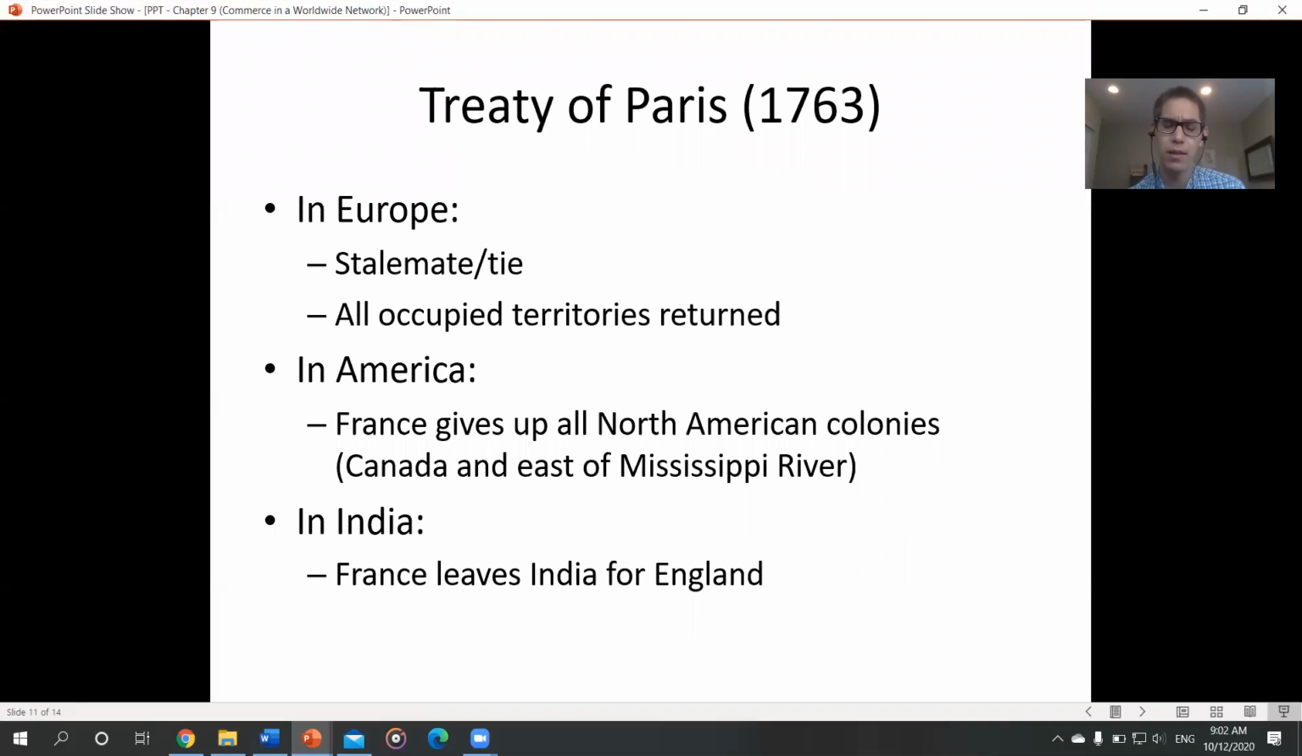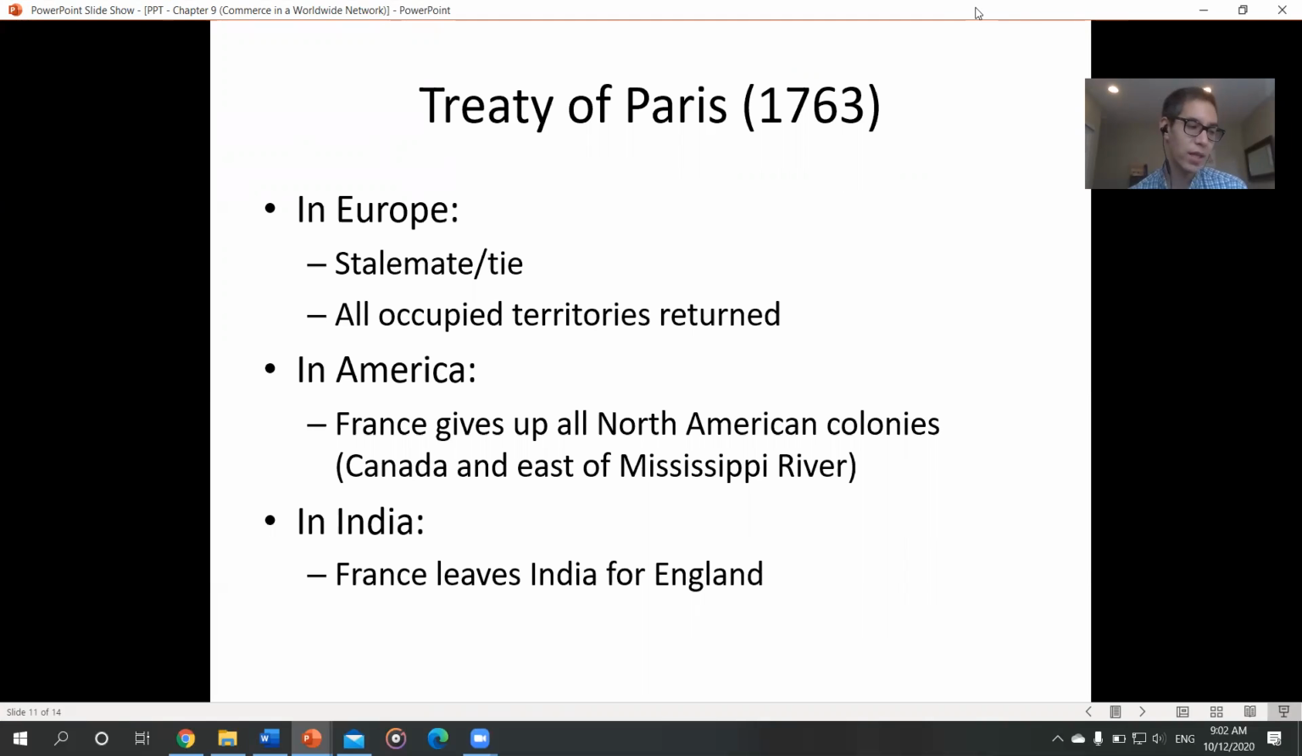By the time the 7 Years' War or French and Indian War is over, with the Treaty of Paris, the effects are interesting because in Europe, nothing changes. In Europe, they go back to the same old balance of power that there had always been. In Europe, there's really no winner or loser. They go back to the status quo, back to normal.